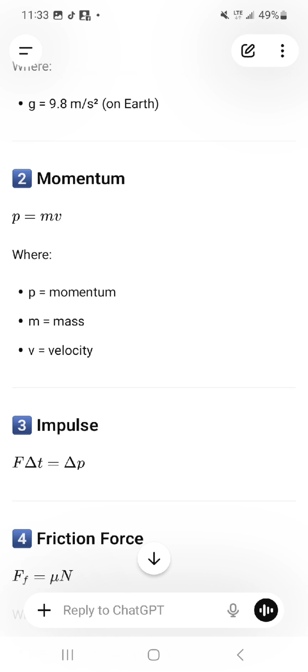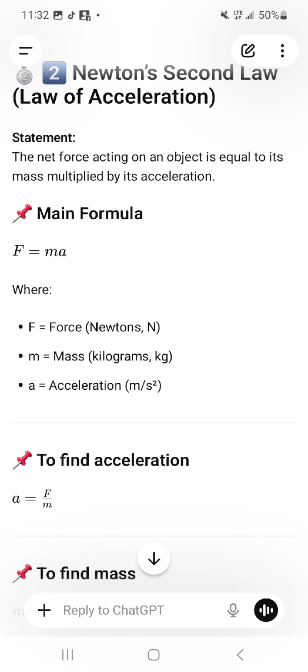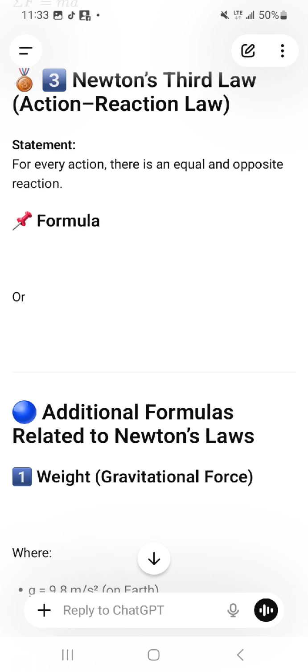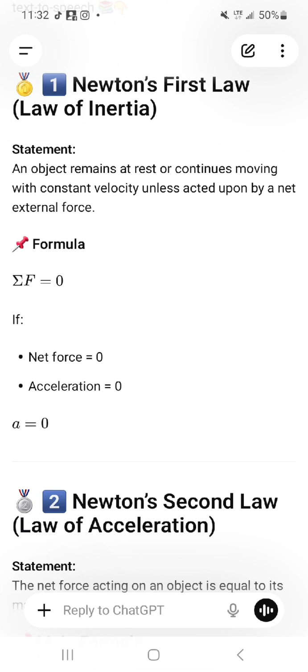Summary. First law: Sigma F equals 0. Second law: F equals ma. Third law: action equals minus reaction. Weight: W equals mg. Momentum: p equals mv. Friction: F_f equals mu N.